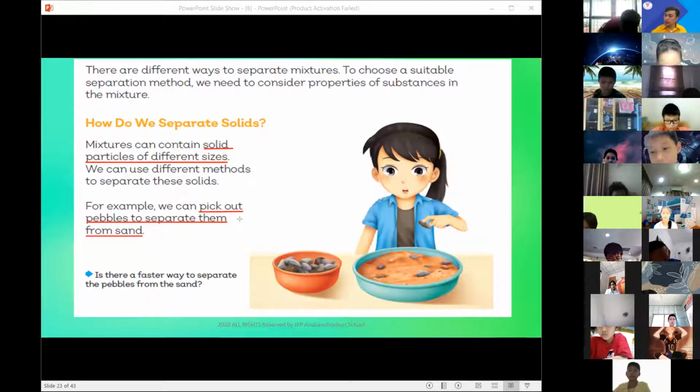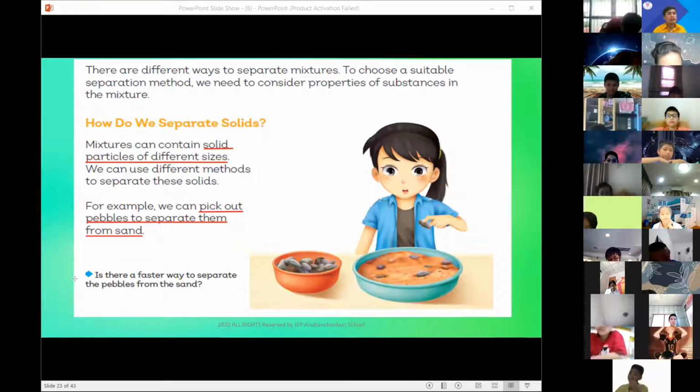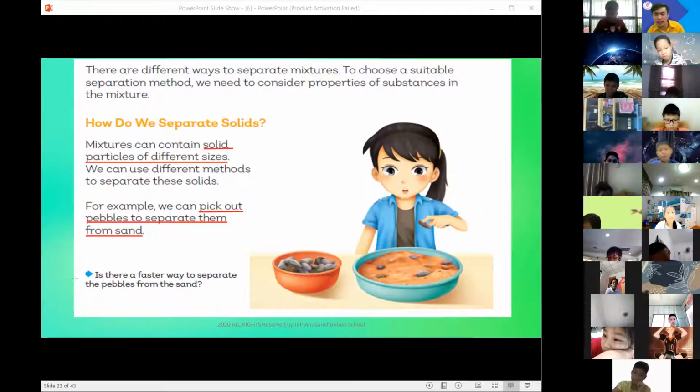But there's a question here. Is there a faster way to separate pebbles from the sand? What do you think? Any idea? Anybody who wants to share their ideas? How can we separate the pebbles from the sand quicker or faster? Because you know, if you use our hands one by one, it will take a long time, right, Nataya?